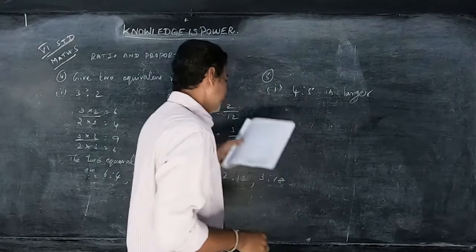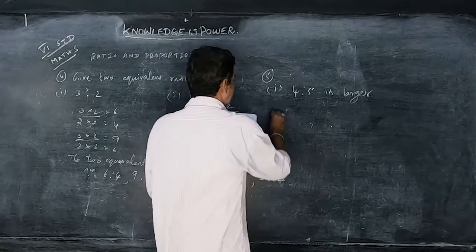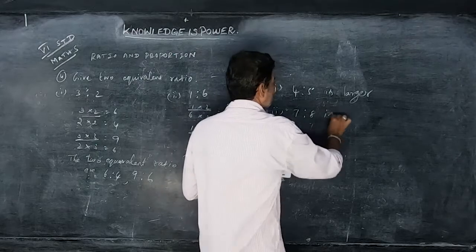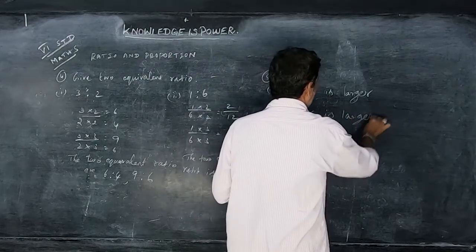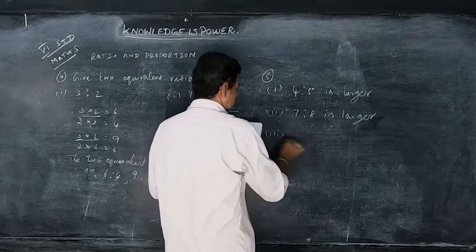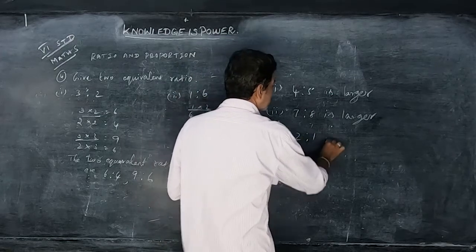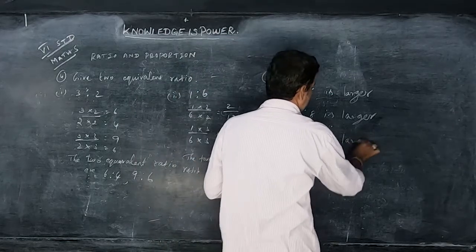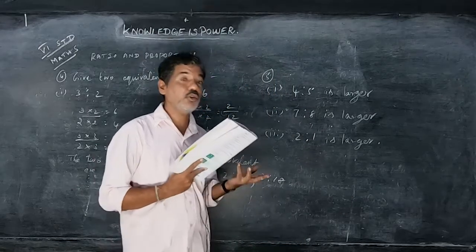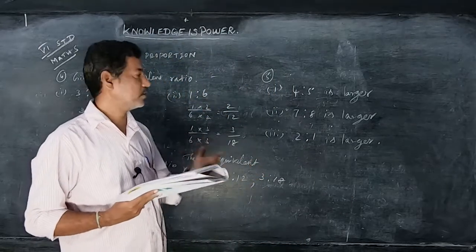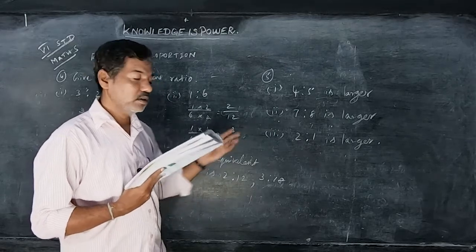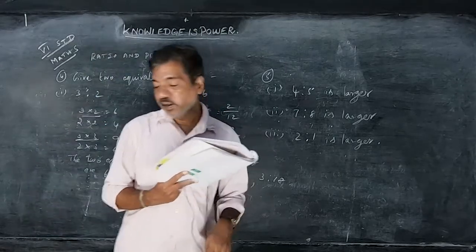It's clear? Then see the second one. Second one, 7:8 is larger. Third one, 2:1 is larger. ஏன்னா first one வந்து 1/2, second one வந்து 2/1. half பெருசா 2 பெருசா, 2 தான் பெருசு. So therefore 2:1 is larger. So this is question number 5.